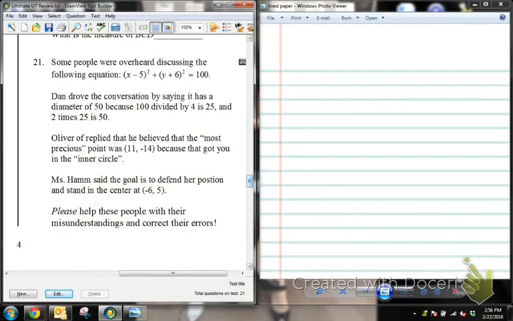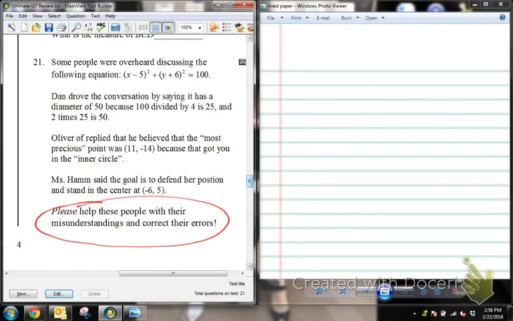What I will do is look at part of 21. I'm not going to look at the whole thing. Number 21 starts with, some people were overheard discussing the following equation, and they give you this equation, (x minus 5) squared plus (y plus 6) squared equals 100. They give you statements from 3 people, Dan, Oliver, and Ms. Ham. I'm going to look at just one of these people, because at the bottom it says, please help these people with their misunderstandings and correct their errors.